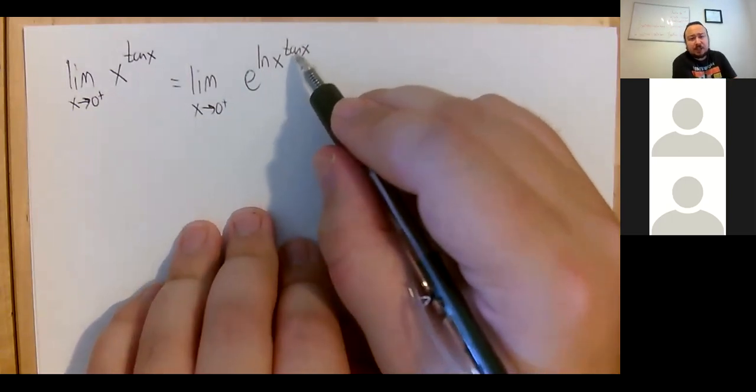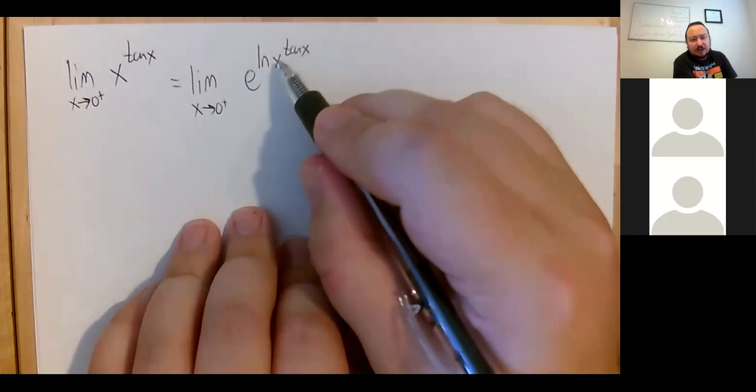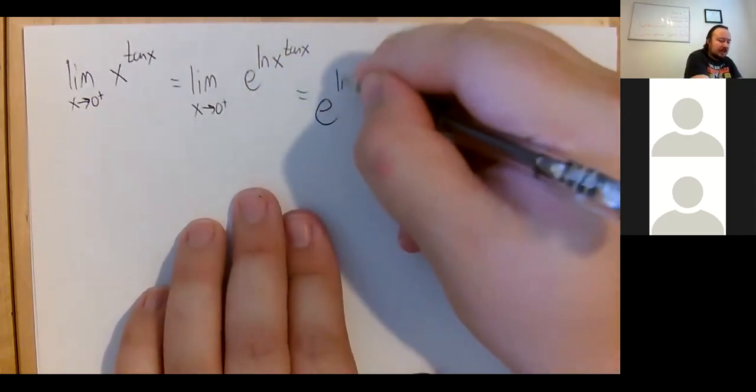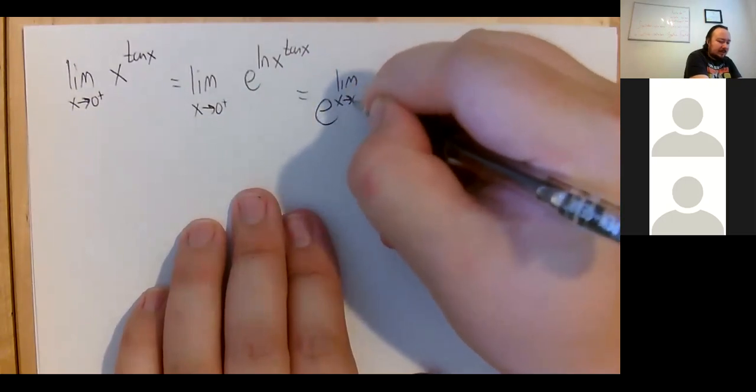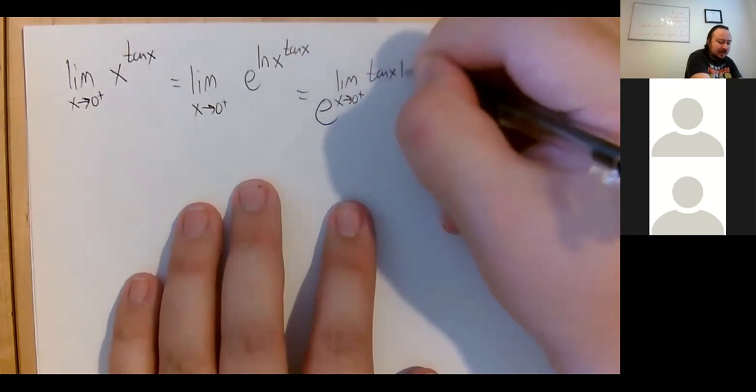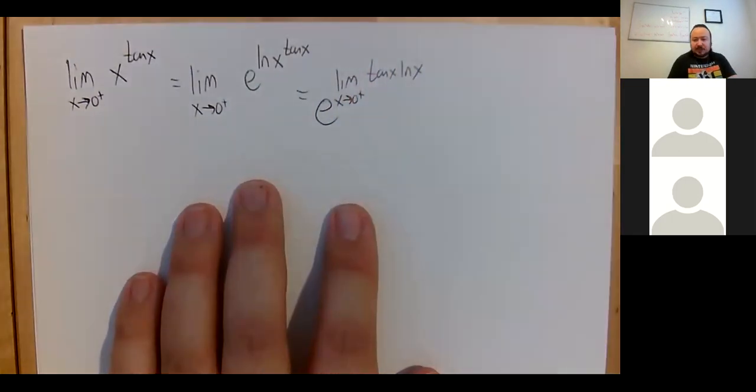All right, using the fact that I have a log here, I can move my tangent to the front. I'm also using the fact that the exponential function is continuous to move my limit inside my function here.